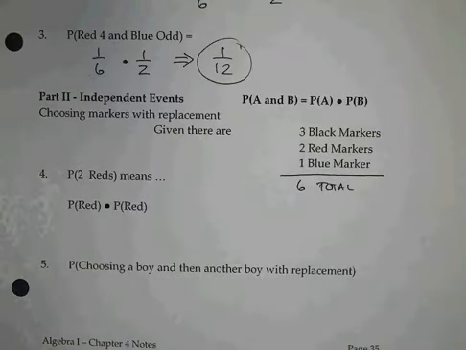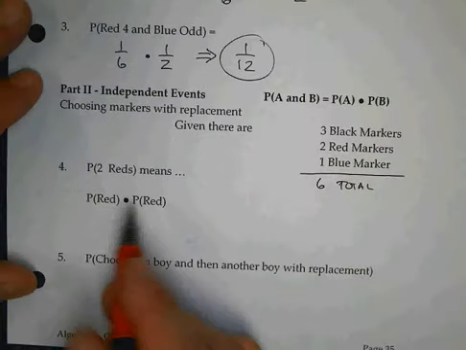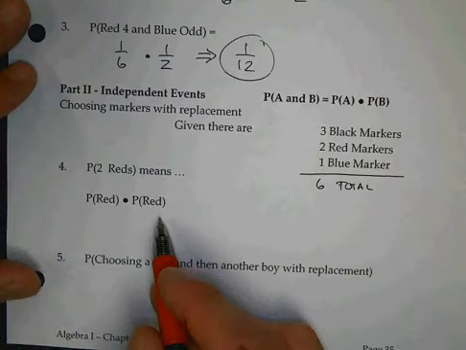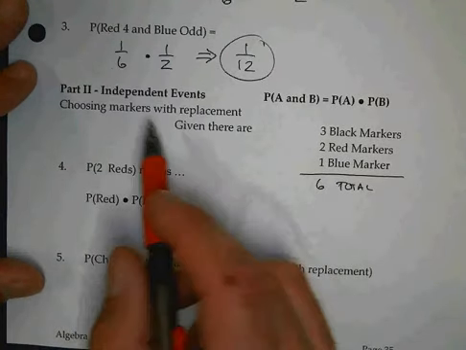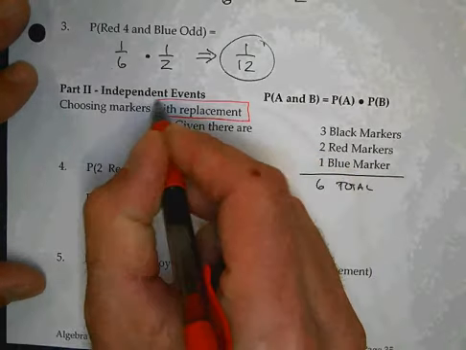But here, the chance that we pull 2 reds means he pulls 1 marker and gets a red, and then he pulls another marker and gets another red. Now, the fact that they're independent means we are replacing the markers each time.